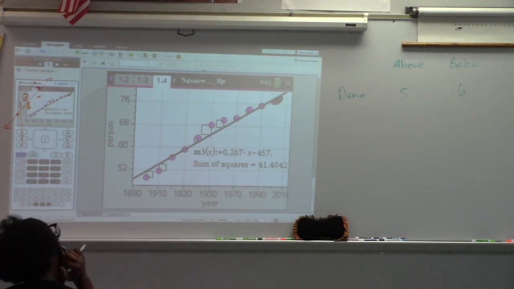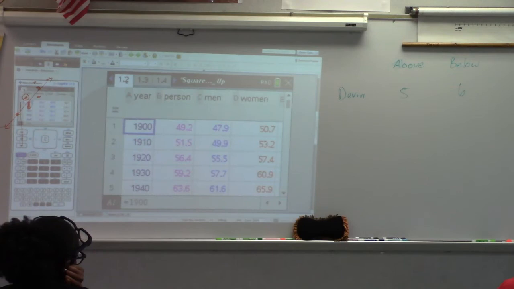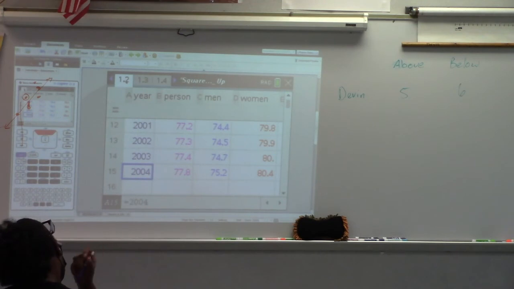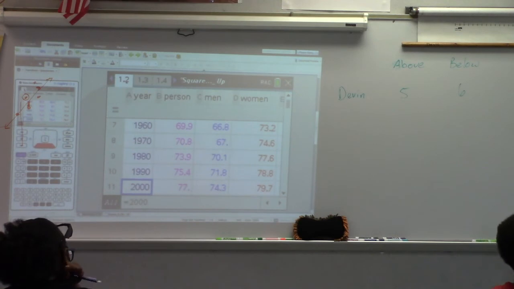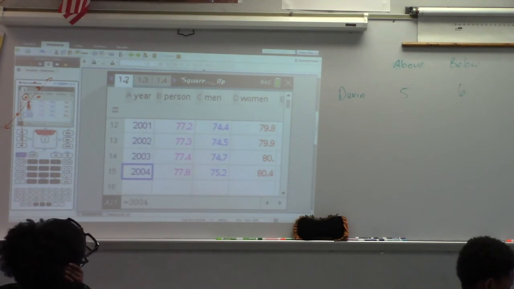Okay, really quickly. Hey guys, anybody know where you could go to find out how many points there are total? Aren't these points based on the table that's on 1.2? How many points are there? I thought it was 15. There's 15. Because look, it goes from 1900 to 2000 by how many years? Tens, and then 2001, 2, 3, 4. So there's 15 data points.